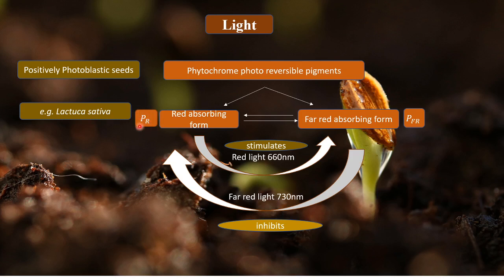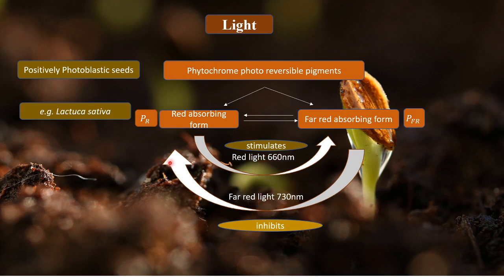So this will inhibit germination, and the responsible light is far red light, right? So please do not mix up these two things. This is pigment PR. This is responsible for conversion of PR to PFR by absorbing red light. So red light actually stimulates the process of germination, and far red light inhibits the process of germination.